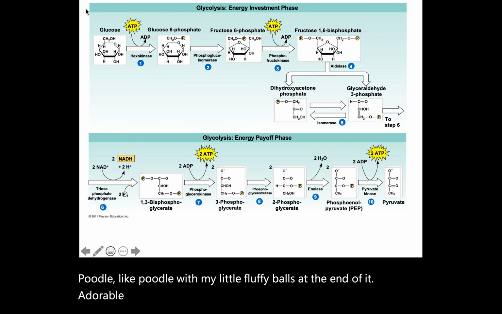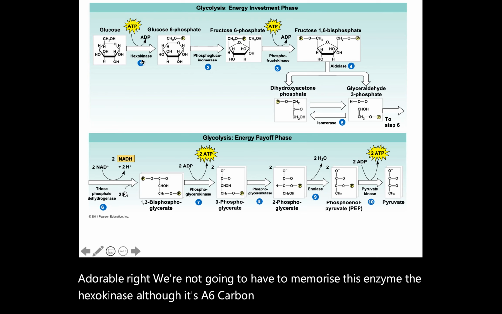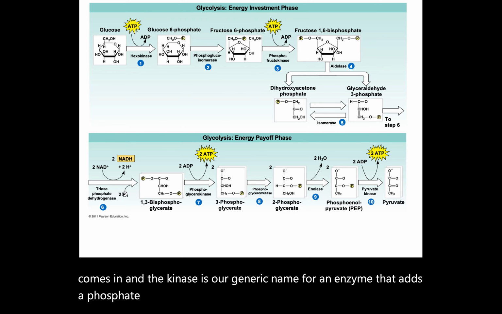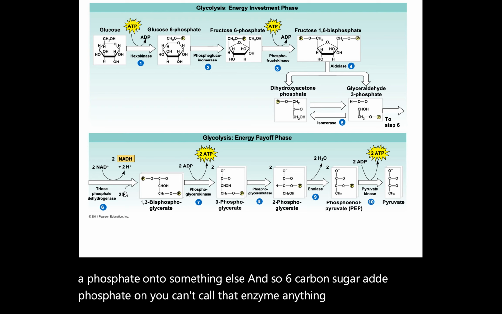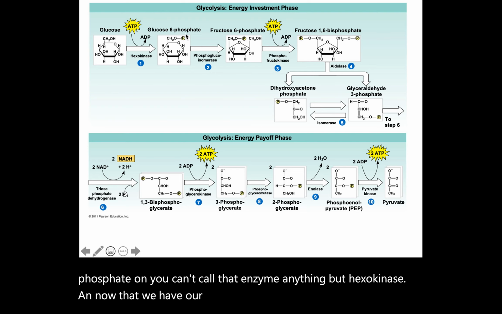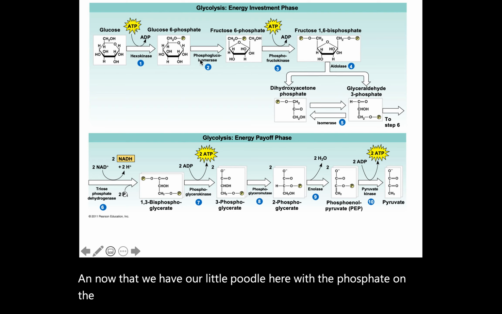We are not going to have to memorize this enzyme, the hexokinase, although it's a 6-carbon sugar, so that's where the hexo comes in. And a kinase is our generic name for an enzyme that adds a phosphate onto something else. And so 6-carbon sugar, add a phosphate on, you can't call that enzyme anything but hexokinase. And now that we have our little poodle here with a phosphate on the end, we are going to use another enzyme that we don't have to know.